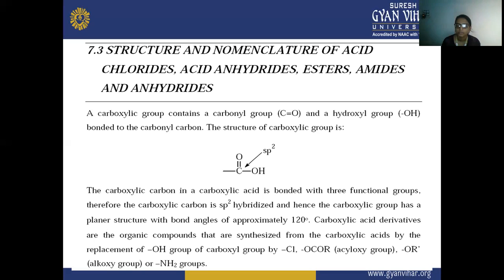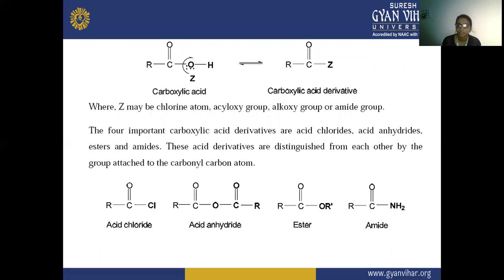The carboxylic acid derivatives are organic compounds. These are synthesized from the carboxylic acid by the replacement of the OH group of the carboxyl group by Cl, OCOR, OR, or NH2. So here the example is given: it can be a chlorine atom, an alkoxy group, or an amide group.